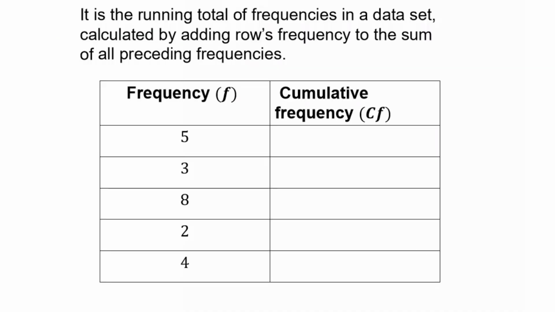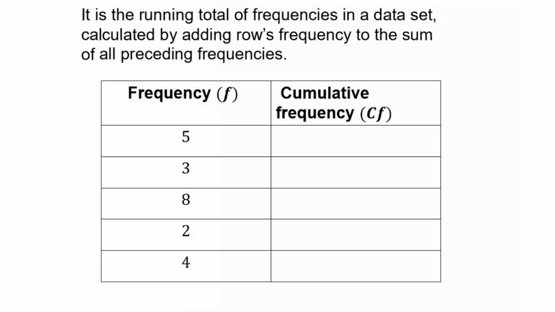So if you take an example like this, where we have the frequencies 5, 3, 8, 2, 4, how do we generate the cumulative frequency? Let's quickly look at how we are going to do that. The first frequency is 5, so we begin with 5 for the cumulative frequency. We put the 5 there. That is what we begin with.